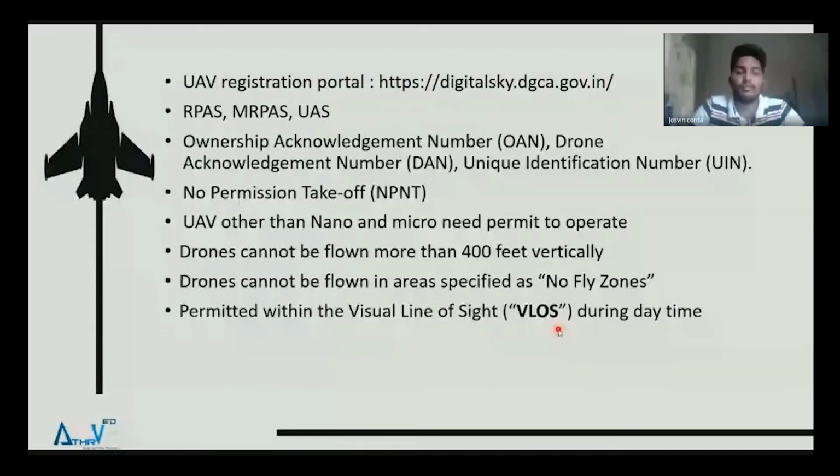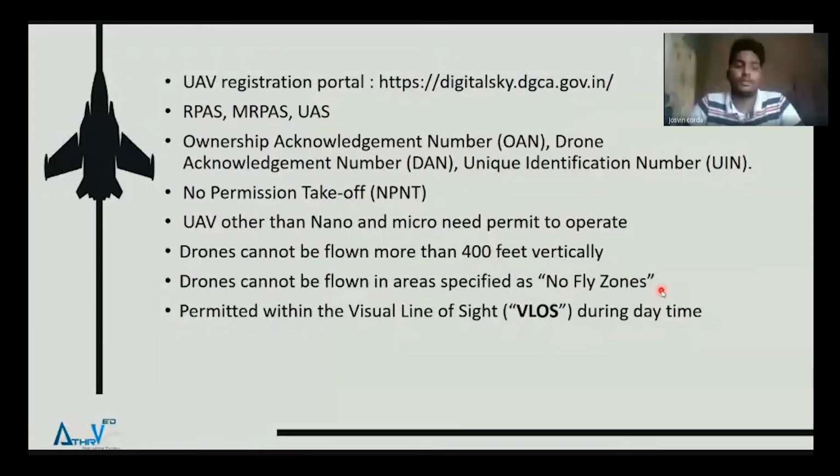And drones cannot be flown in areas specified as no-fly zones. No-fly zones include the line of action, or a 5 kilometer radius around an airport, or parliament buildings, administrative buildings. So you are not supposed to fly there unless you have special permission. Unless you have clearance from an authority, you are not supposed to fly there.